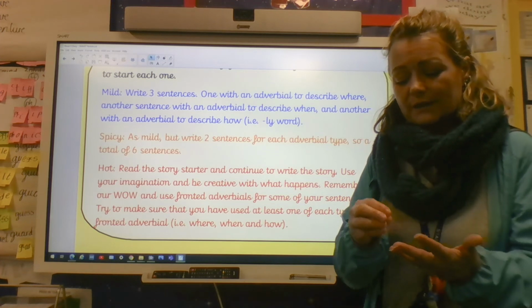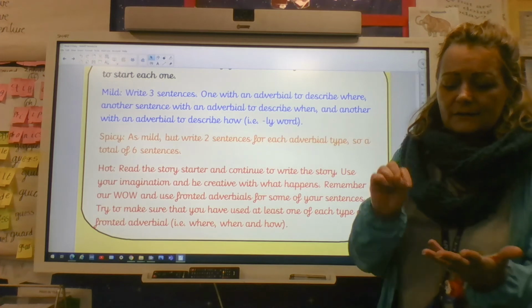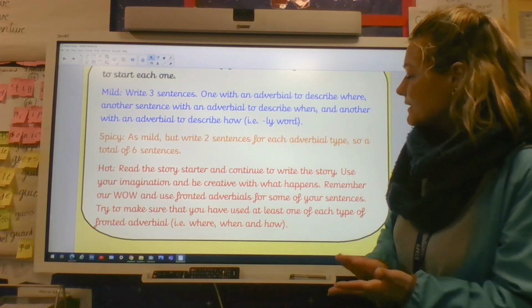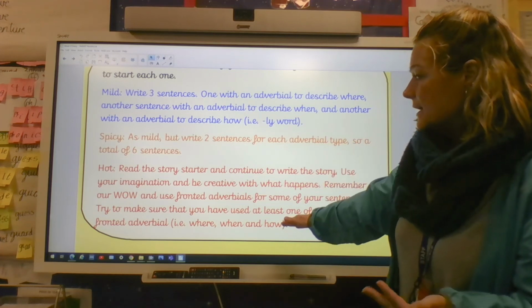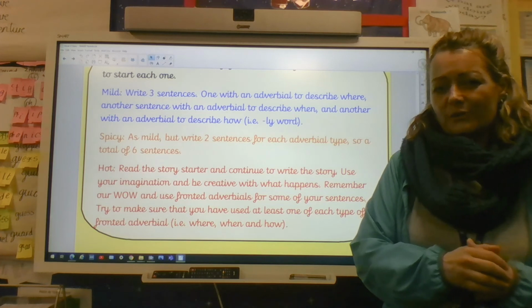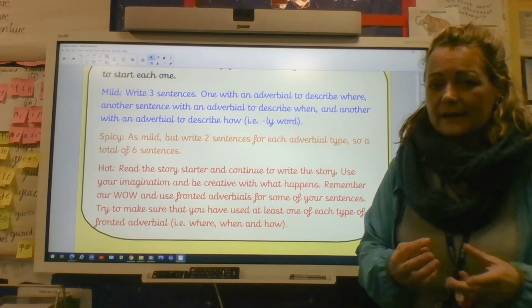Think about doing the 3 types. So one of your sentences will have a where, one will have a when, and one will have a how. So 3 different types. Try to get them in. You might also have a go at trying to get in our word of the week, quirky. Okay, so have some fun with these and play around with them a little bit.